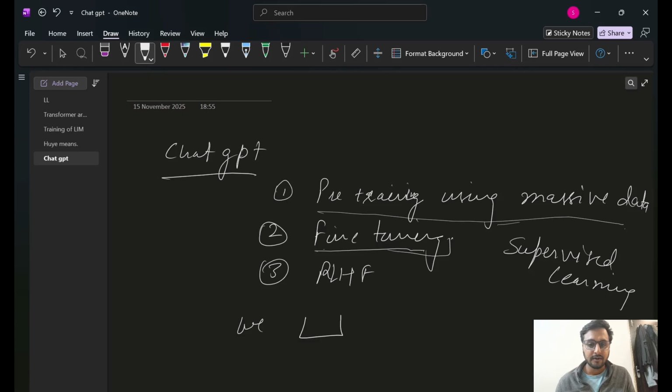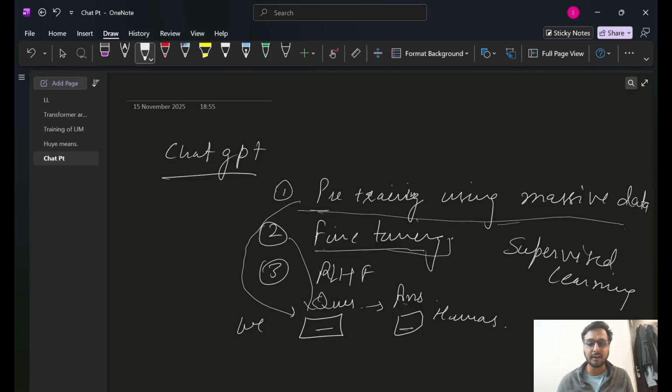Okay, so there is a question and there is an answer, and they are made by humans. So this is supervised learning. On top of the model from the first step, the second thing is this question and answering, and in this way we fine tune our model by giving it the right questions and the right answers, and those question-answer pairs are created by human experts.